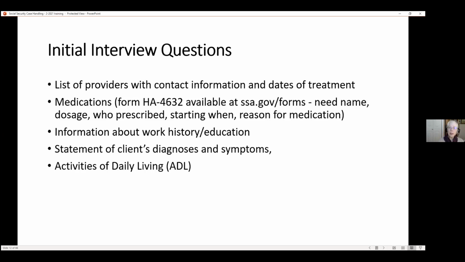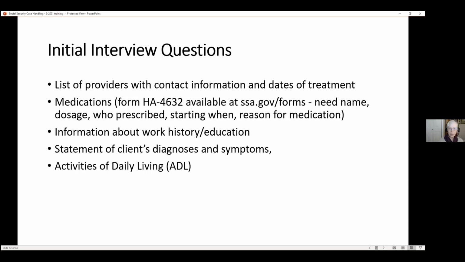Work history, I talked a little bit about that. You want to see what their work history is. One of the things you can argue is that if you have a client with a good work history, that's a factor in their favor. On the other hand, if you have a client who's never been able to work because they have a low IQ and they have physical impairments as well, then that's something you want to know too. You also want to know why. Have you tried? Did you ever try? What happened when you tried?